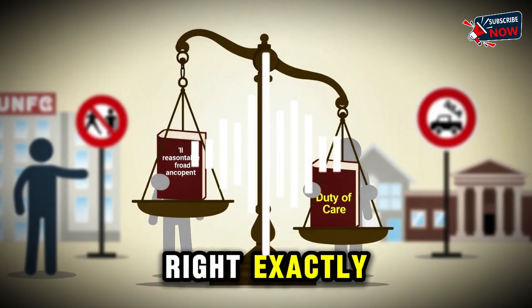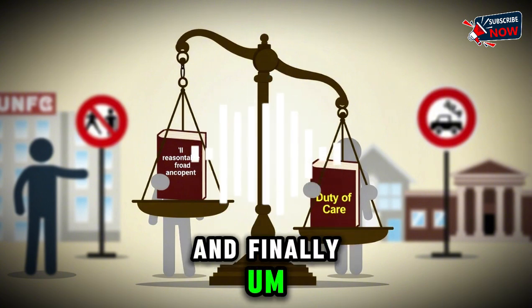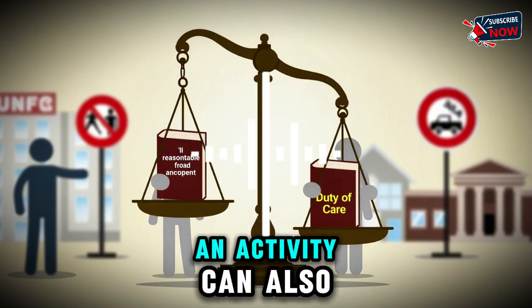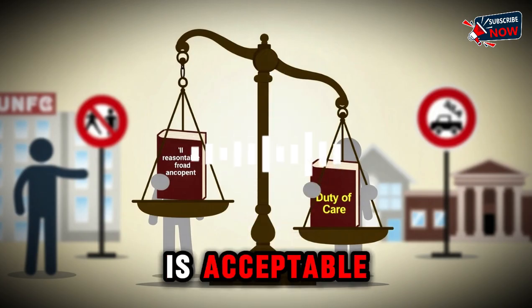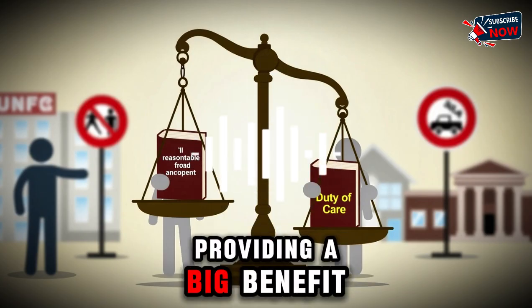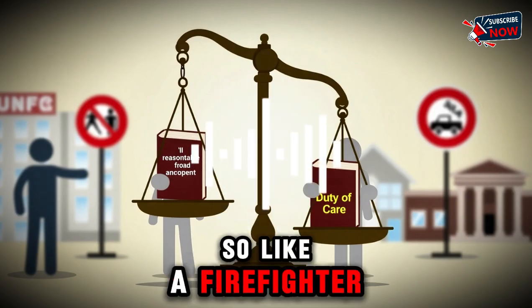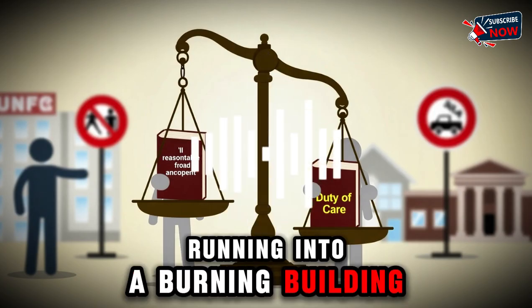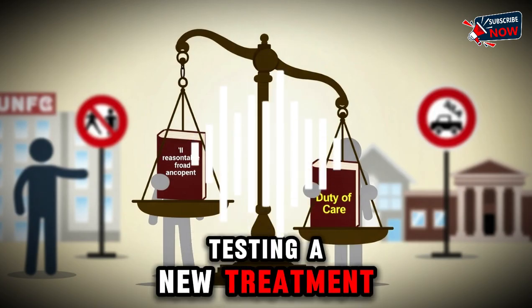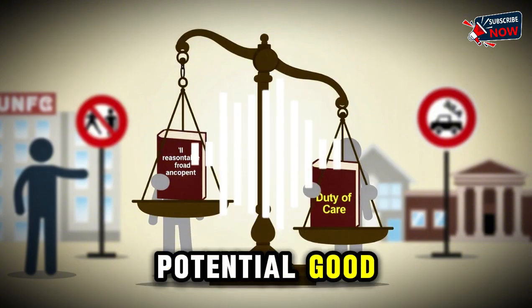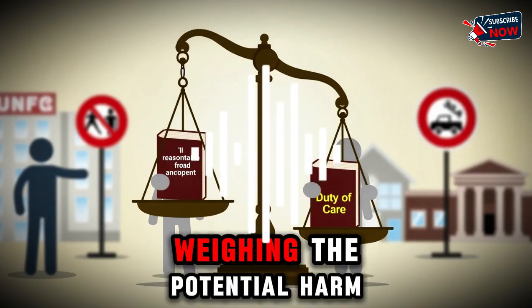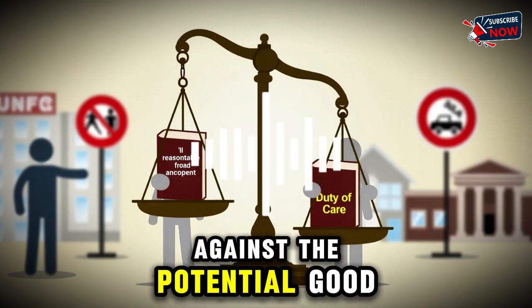Right, exactly. And finally, the social value of an activity can also be considered. So sometimes a bit of risk is acceptable if the activity is providing a big benefit to society. So like a firefighter running into a burning building or a medical researcher testing a new treatment, there's a risk, but it's outweighed by the potential good. Exactly. It's a balancing act, weighing the potential harm against the potential good.